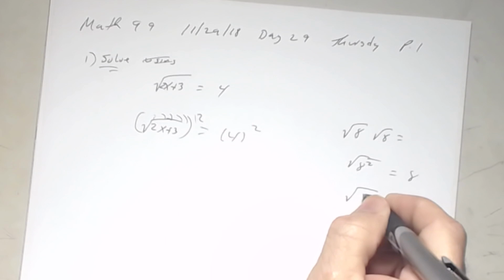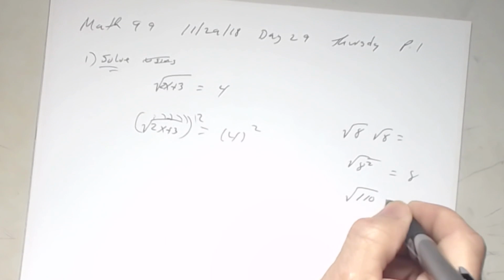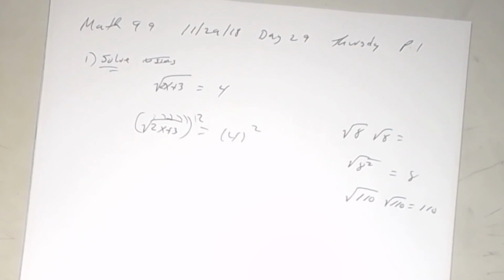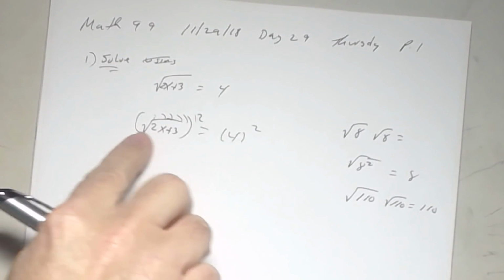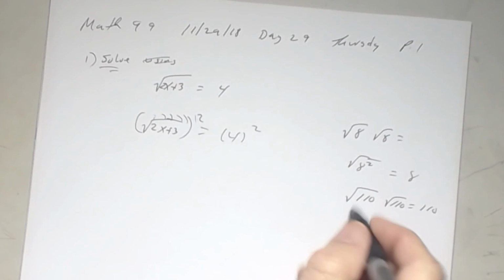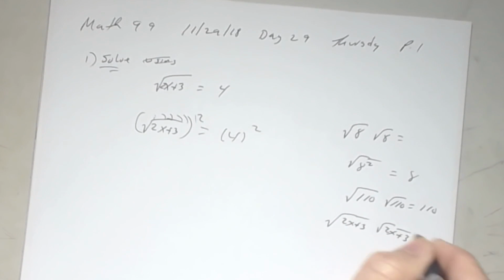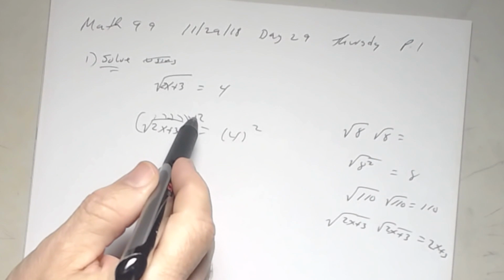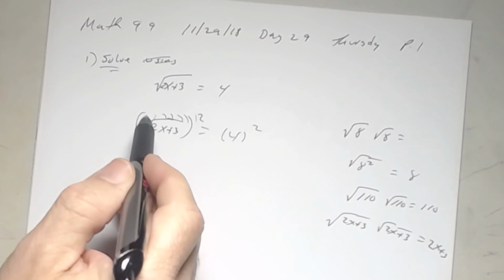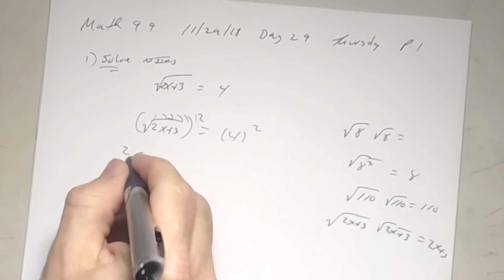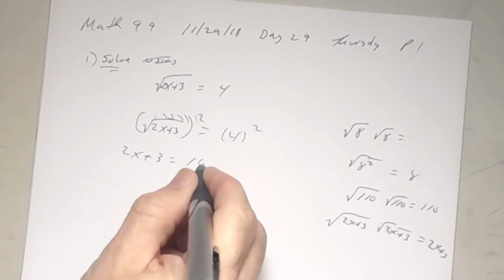The square root of 110 times the square root of 110 is just 110. So the square root of 2x plus 3 times the square root of 2x plus 3 is just 2x plus 3. That's the idea that you saw: the square and the square root undo each other. Those are inverse operations, so you're just left with 2x plus 3 equals 16.